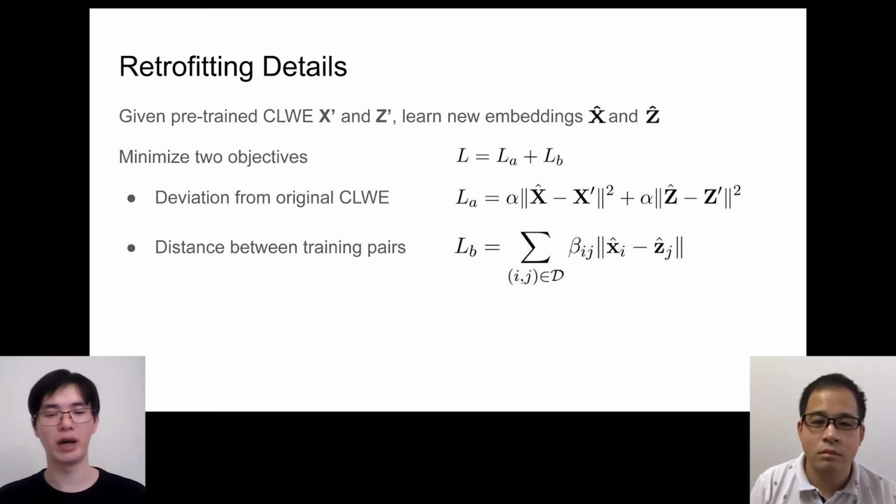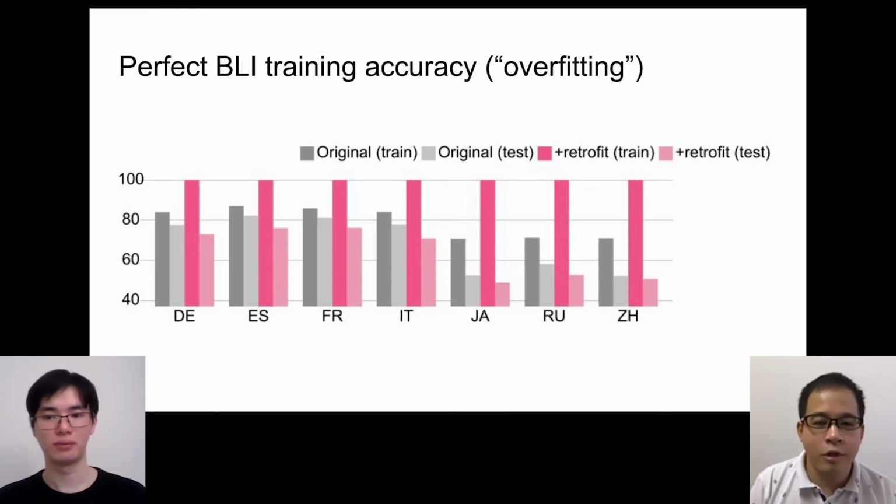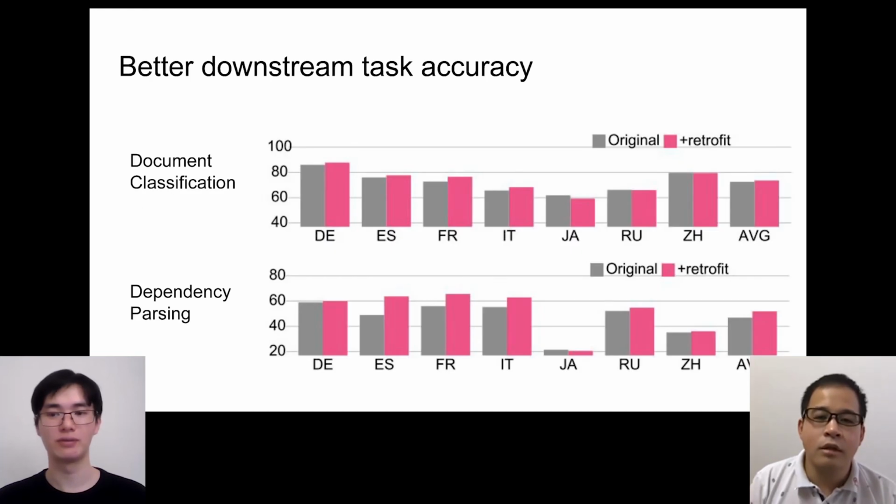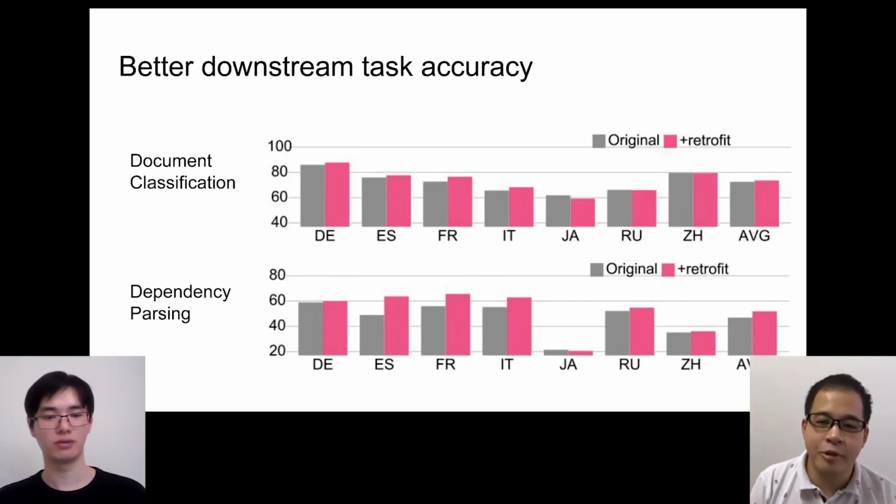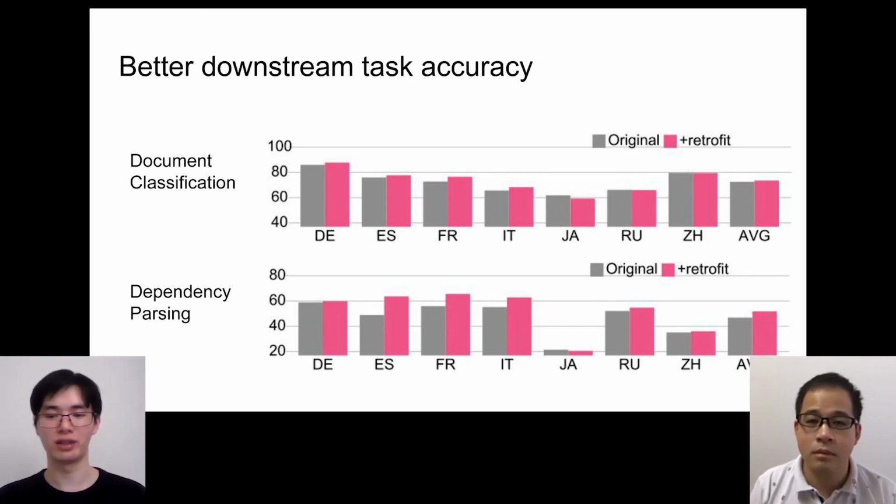If you're interested in the math, feel free to pause now and read the slide. So retrofitting would align all training pairs almost perfectly, right? Yes, the updated embeddings have 100% training BLI accuracy. Does this overfitting help downstream tasks? So we evaluate on two cross-lingual transfer tasks, and the updated embeddings often have higher scores. This confirms that fully exploiting the training dictionary is important.